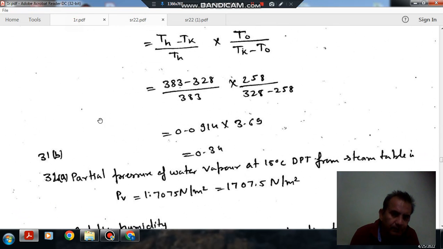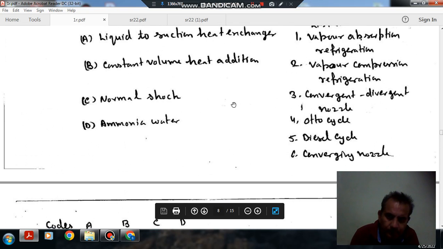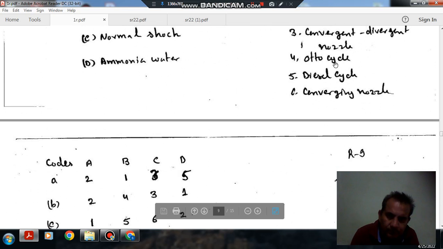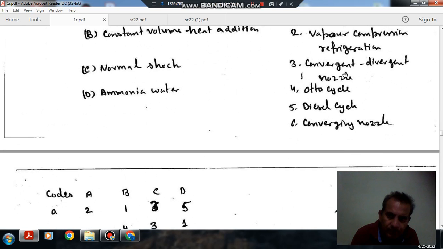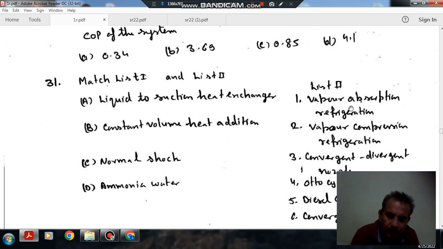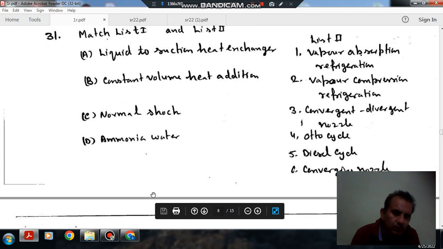So the answer is B, 3-1-B. Check like this. A is 2, that is used in vapor compression. Constant volume heat addition B is 4, that is in the diesel cycle. And C is 3, converging diverging nozzle. And D is the one that is used in absorption. These are the combinations used in the vapor absorption system. So the answer is D.